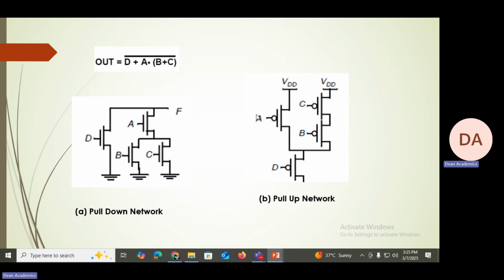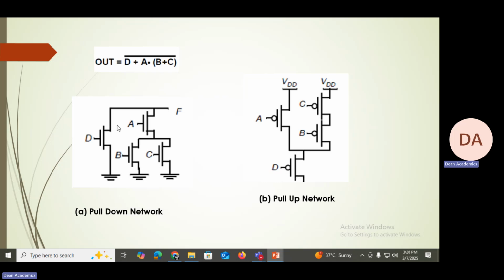That means you can see B plus C, B and C are in parallel in pull down network. Therefore, in pull up network, they should be in series. So, B and C are in series. Now, this parallel combination is in series with A in pull down network. Therefore, it should be in parallel with this in pull up network. So, BC series combination is in parallel with A transistor, right? Now, this entire thing is in parallel with D, and here this entire combination is in series with D.